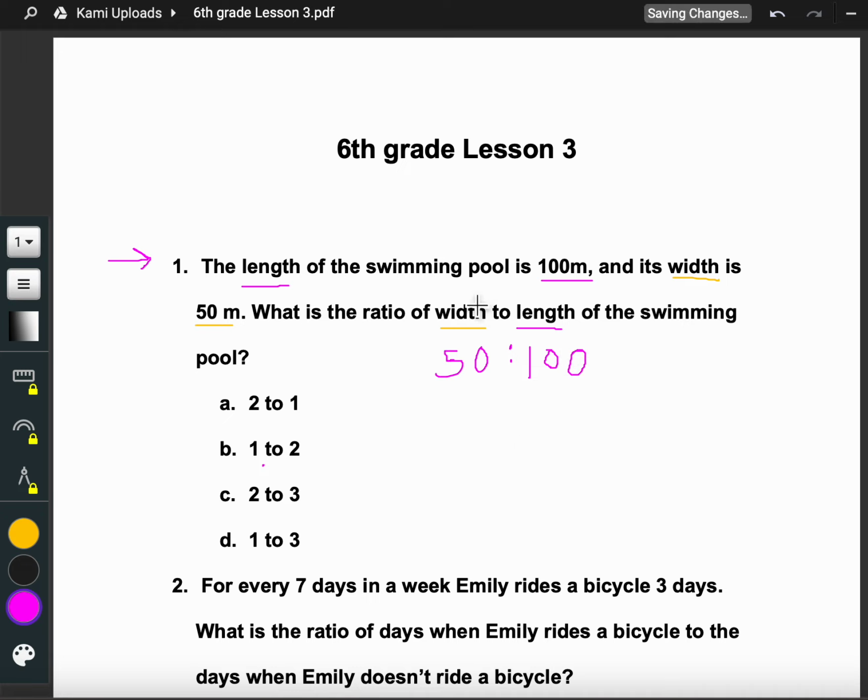But we want to simplify this. So we know that 50 divided by 50 is just 1, and 100 divided by 50 is 2. And that's the most simplified you can get. So the answer would be B for number 1.